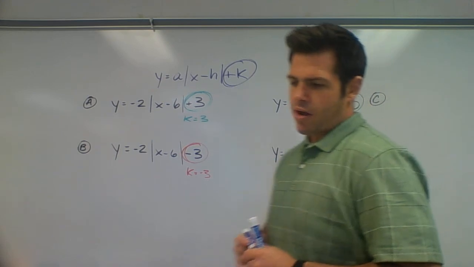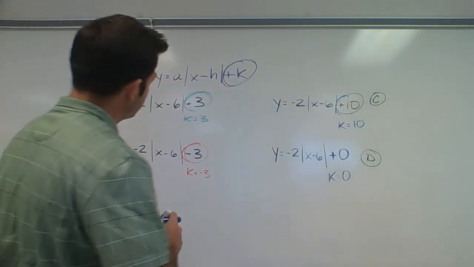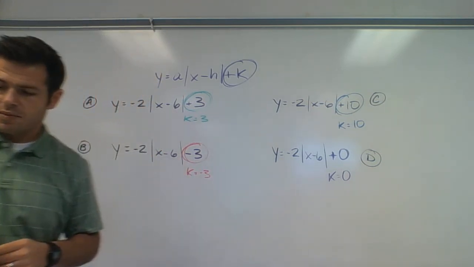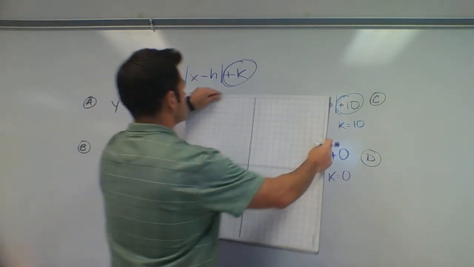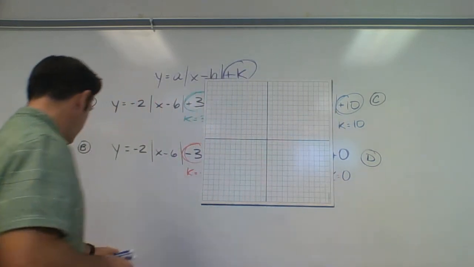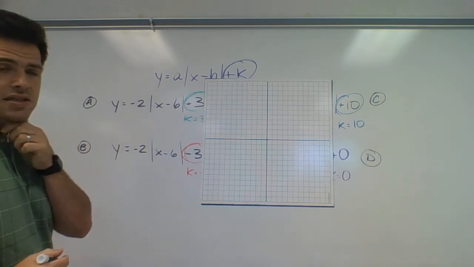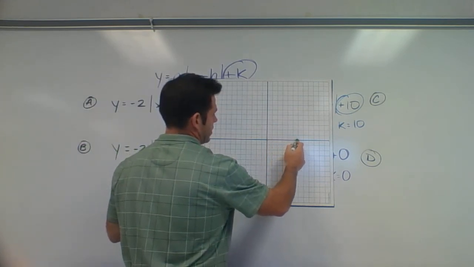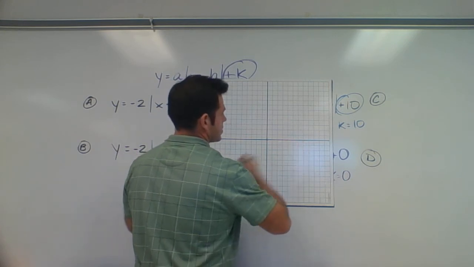For each of these problems, the A value is -2. I'm not really concerned about that here. For each of these problems, the H value would be +6, so we'll use that information. And again, I'm going to go ahead and graph these so we can visually see how it's going on here. So for A, we know the vertex would be the location 6, 3. I have to be careful when I do this. I'm going over 6 for the x value, and then I'm going up +3.